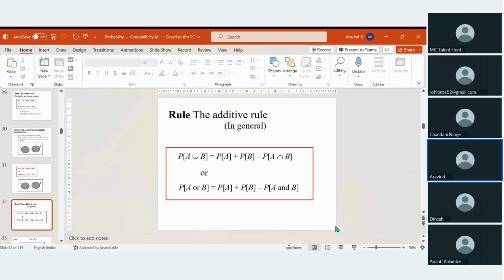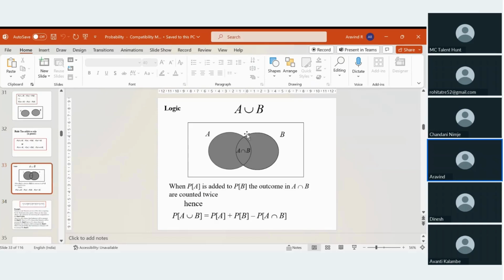So this is the general addition rule that you study in 10th standard itself. So let's see the logic behind it. What is A union B? When P of A is added to P of B, the outcomes in A intersection B, the common elements of A and B, are counted twice. Hence, P of A union B is equal to P of A plus P of B, the combination of both, minus the elements counted twice. That's the reason we subtract.